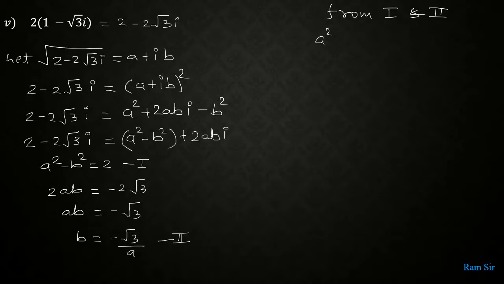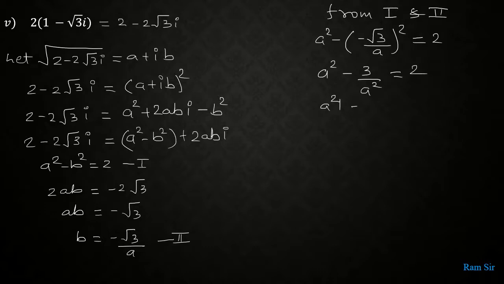So we get a square minus (b's value is minus root 3 upon a) the whole square is equal to 2. So in the next step we get a square minus root 3 whole square is 3 upon a square. So overall we get a square minus 3 upon a square is equal to 2. So multiply throughout by a square, that gives you a raised to 4 minus 3 is equal to 2a square. So shift all the terms to the left hand side, which gives a raised to 4 minus 2a square minus 3 is equal to 0.